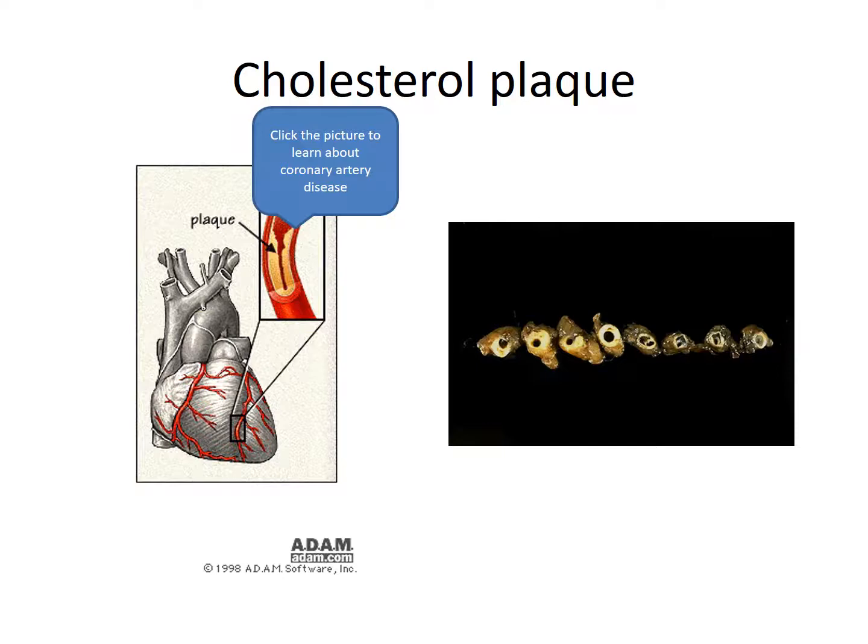The cross-section picture of a coronary artery shows sclerosis, which is most pronounced in the proximal artery, where blood flow is most turbulent. You can pause the playback and click on this picture to learn more about coronary artery disease.